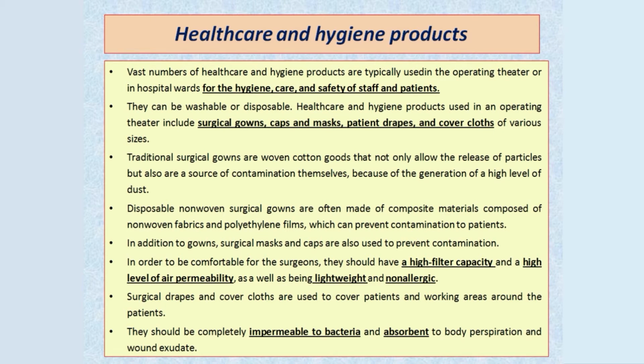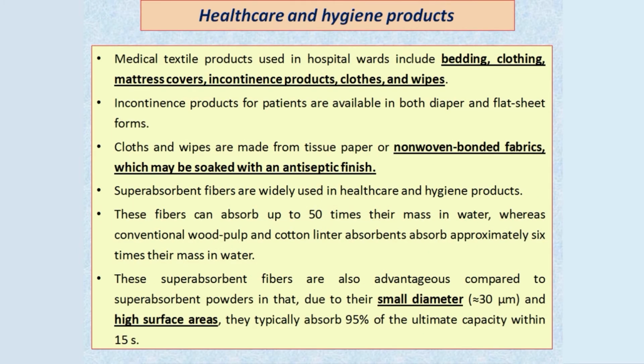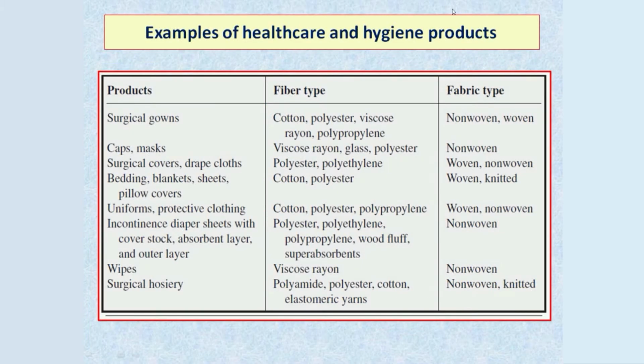Also, these kinds of products should be antibacterial and antimicrobial and absorbent enough to absorb fluids such as wound exudates. And in order to obtain some multifunctionality and specific properties, we can apply some finishing techniques to these medical and hygiene products and fabrics. We can use different methods to get functional properties of these products. And on this slide, for example, we can see some examples of healthcare and hygiene products and the fiber types and fabric types to produce all these products mainly.